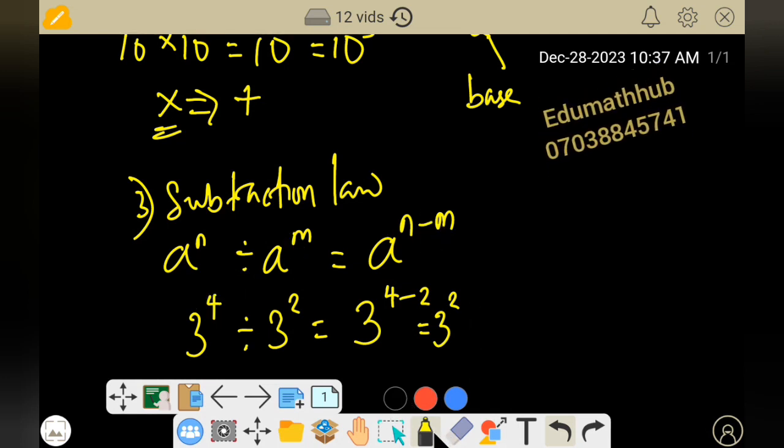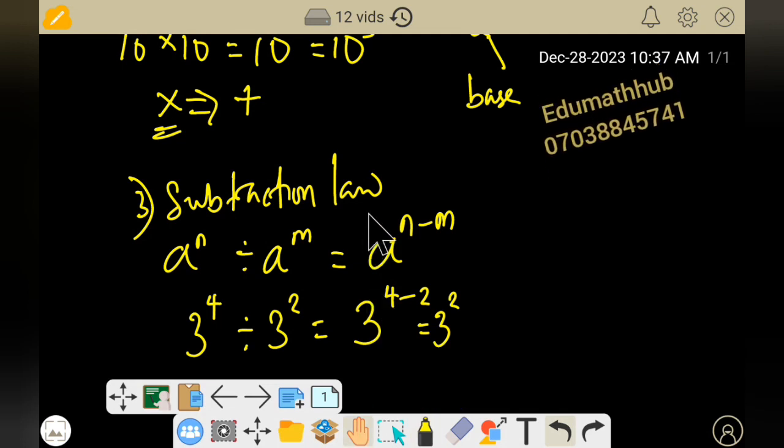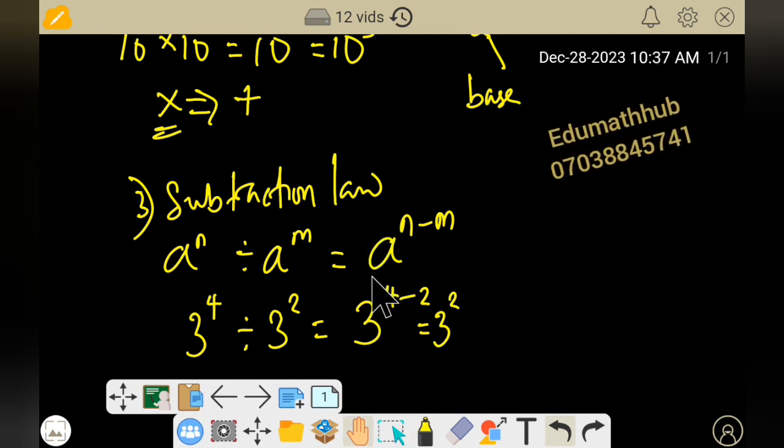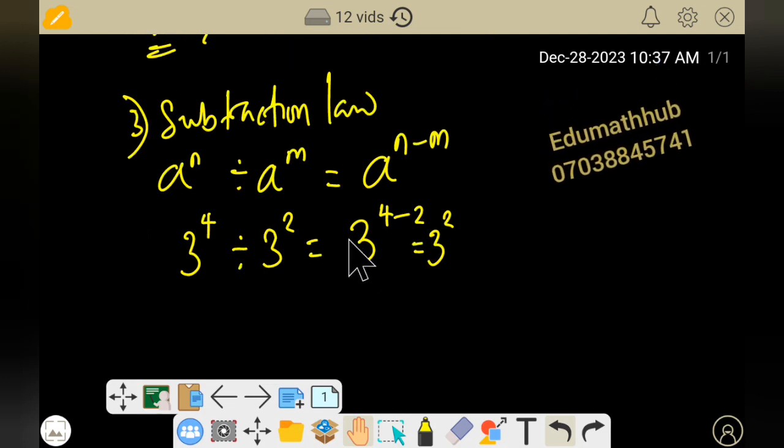Now, don't forget, when you're using this law, the bases must be the same. You must have the same base. If you don't have the same base, it will not work.